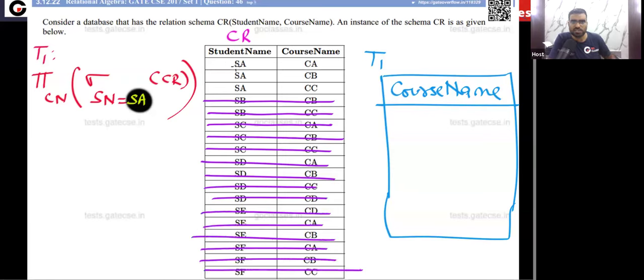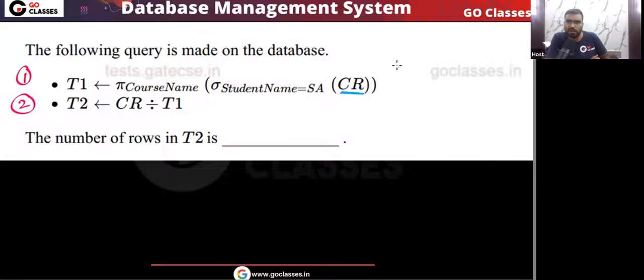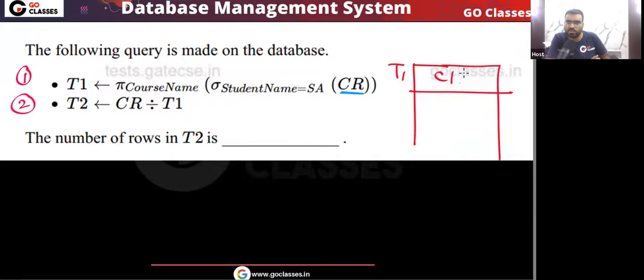I want the courses which SA has taken. SA's courses I want. So those will be CA, CB, CC. These are the courses which SA has taken. So this is your T1. Now we have T1. Remember, now we have T1. What is T1? In T1 we have course number, course name. What are the course names? That is CA, CB, CC. This is your T1.